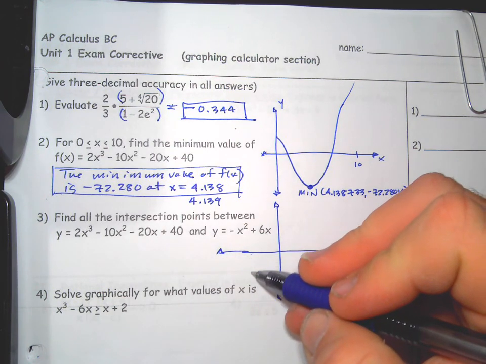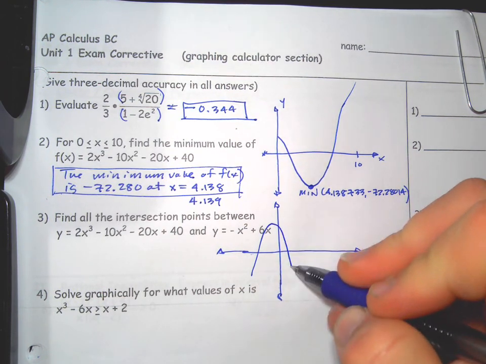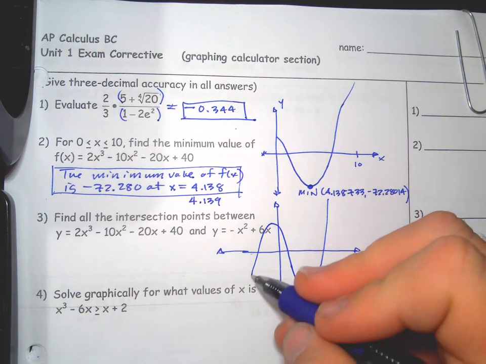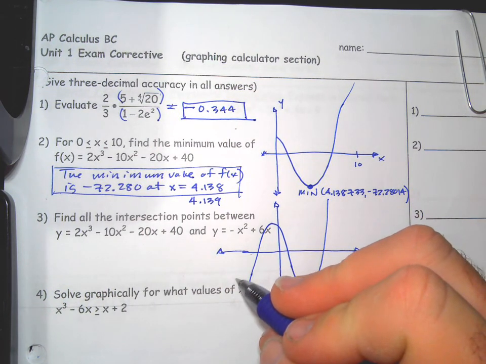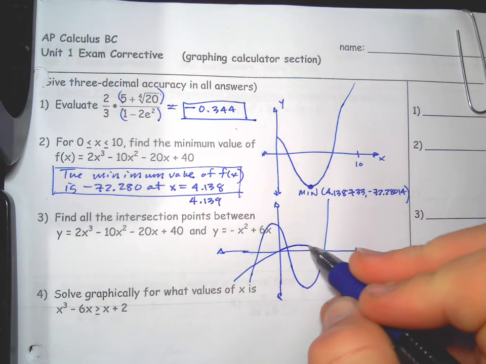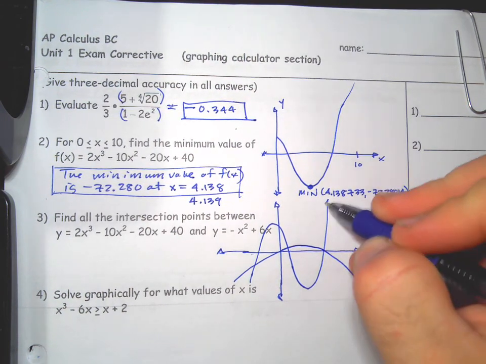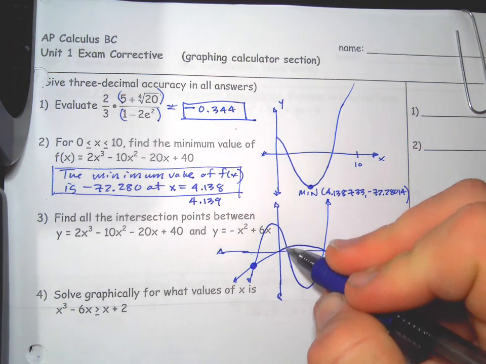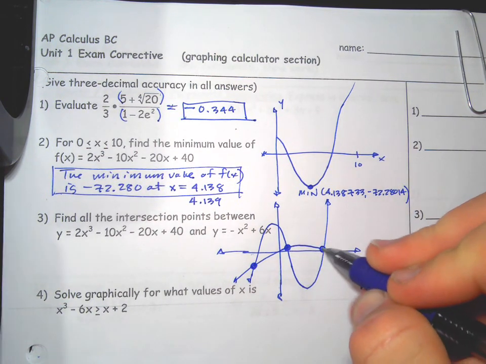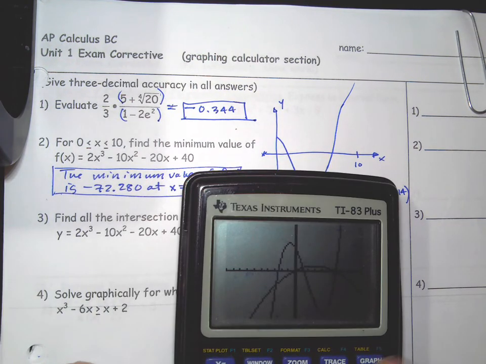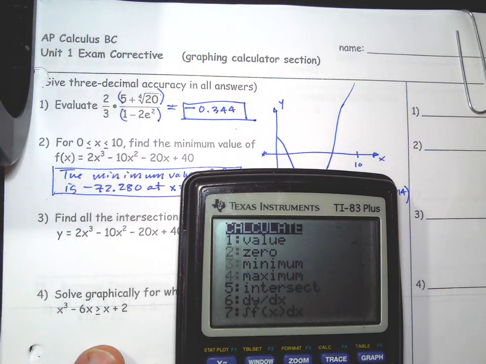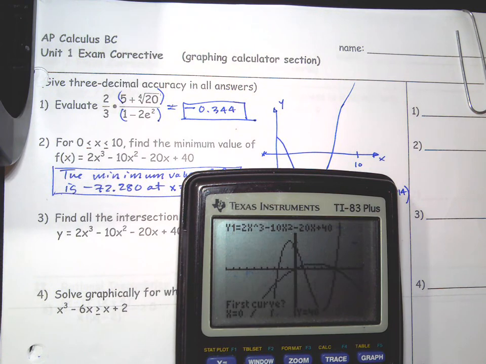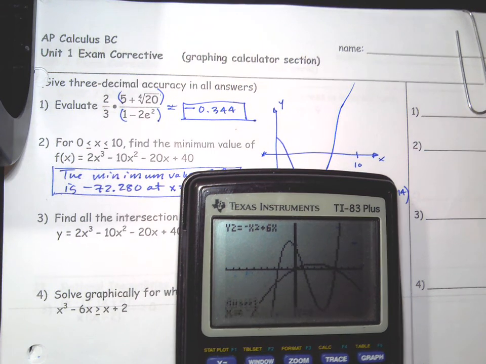So the cubic kind of looks like that. The parabola looks something like that. Okay, so we're looking for this, this, and this. So second calculate, intersect, first curve, second curve. There are only two curves. And then you've got to give it a guess. I'm going to say -3.